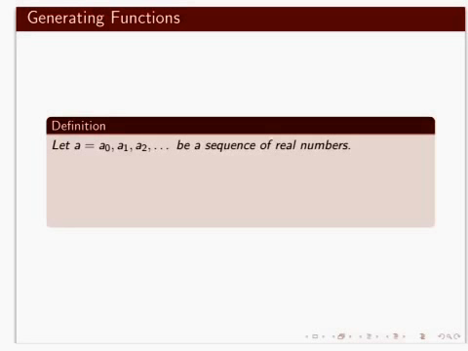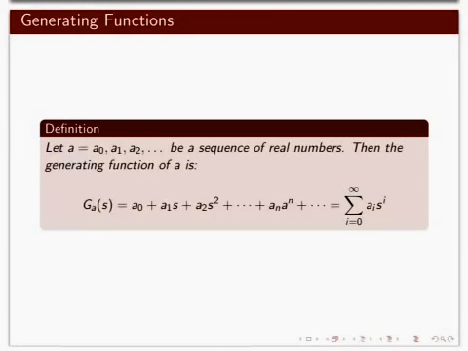So the first thing is that you have a generating function of a sequence of real numbers. Here's the definition. If A is a sequence of real numbers, A0, A1, A2, an infinite sequence, then the generating function is the following. We write G sub A of S: it's A0 plus A1 times S plus A2 times S squared, and so on. The nth term is An, the nth term of the sequence, times S to the nth power. And then we can write it here in summation notation. Okay, so this is the definition.